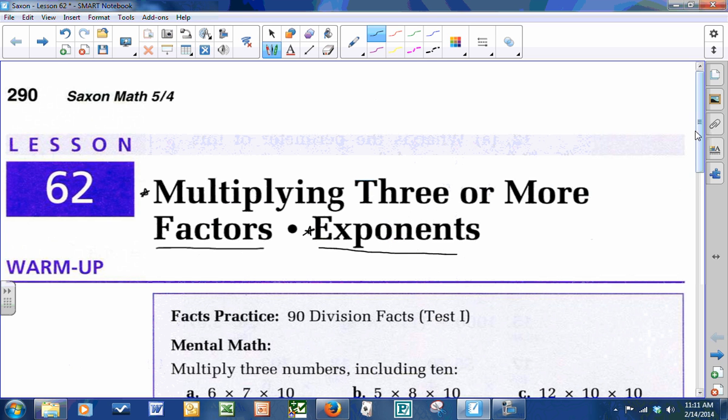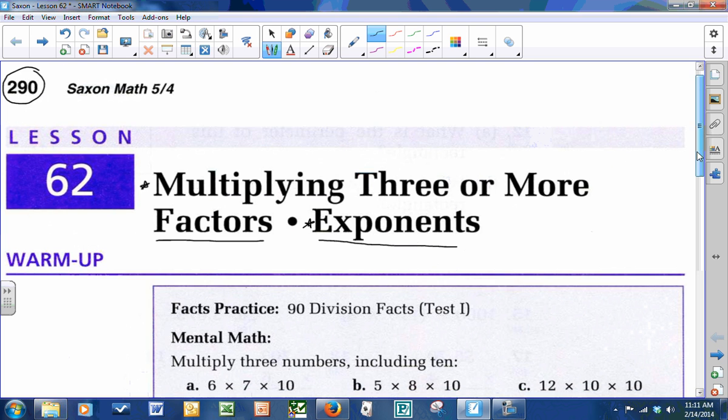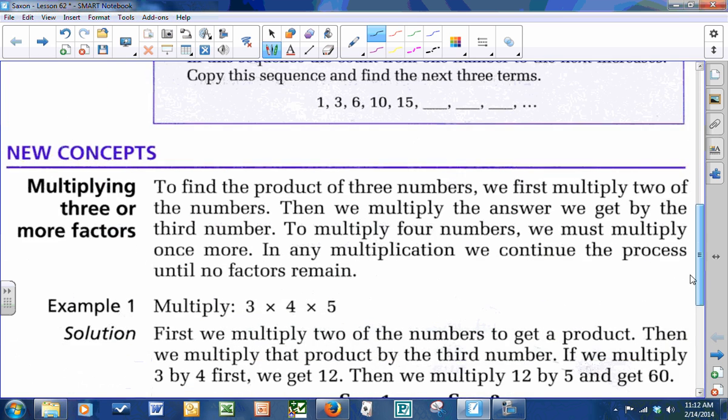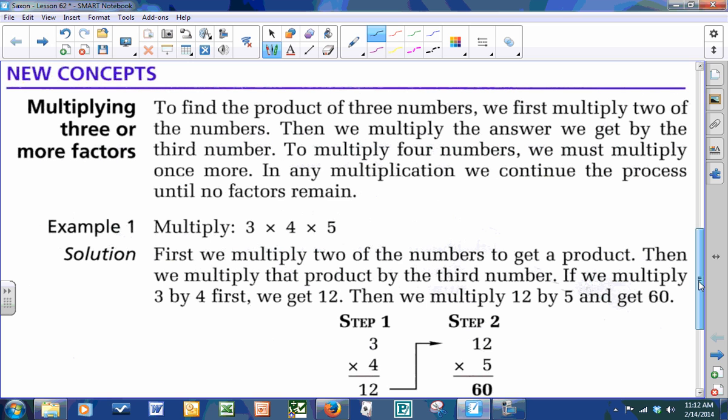All right, so let's scroll down to our page. By the way, if you're in your math book, you should be on page 290. We're slowly working our way through the math book, and scrolling past the warm-up we will go to new concepts. Let me change my pen color to something that's a little more noticeable. Okay, so here we are, multiplying three or more factors.